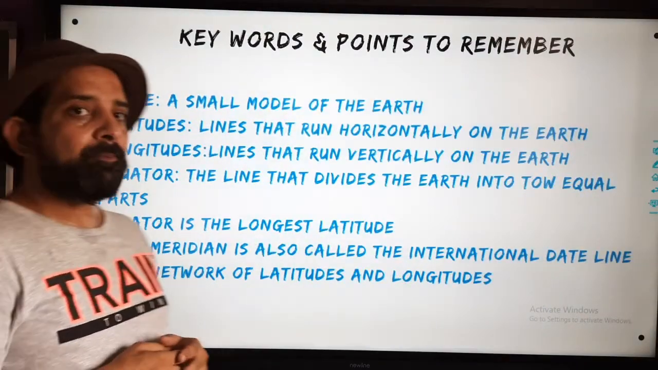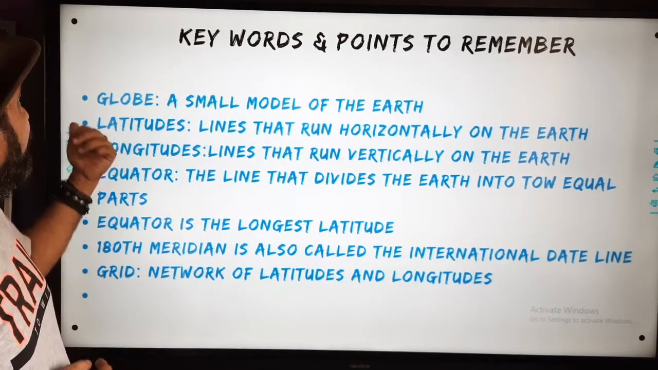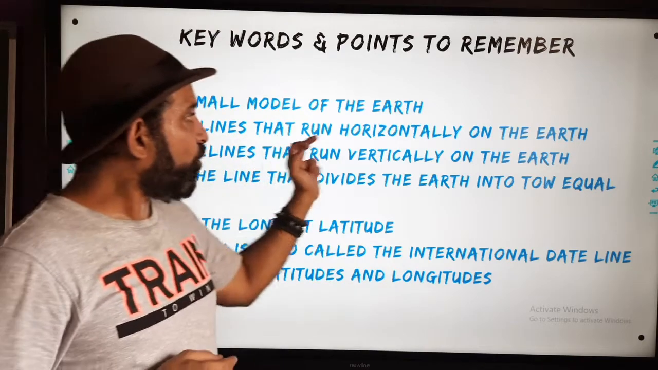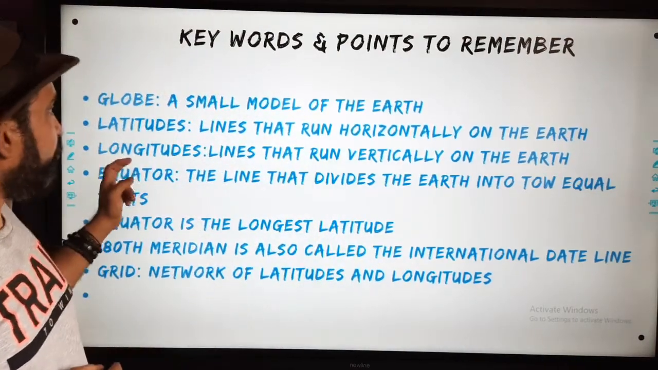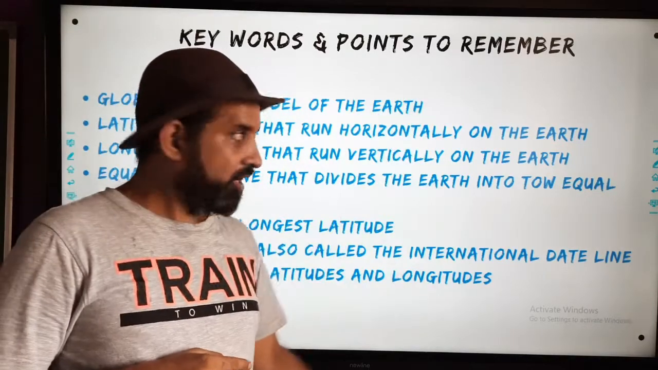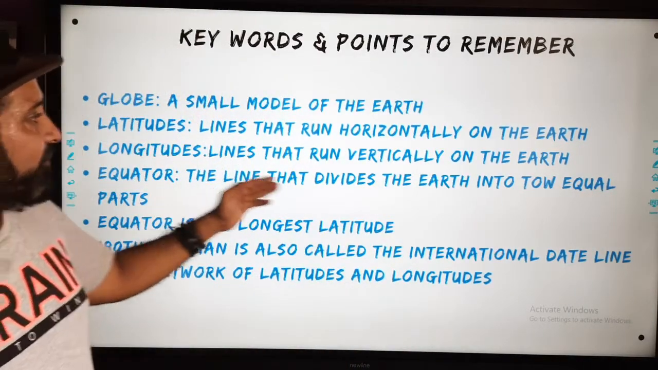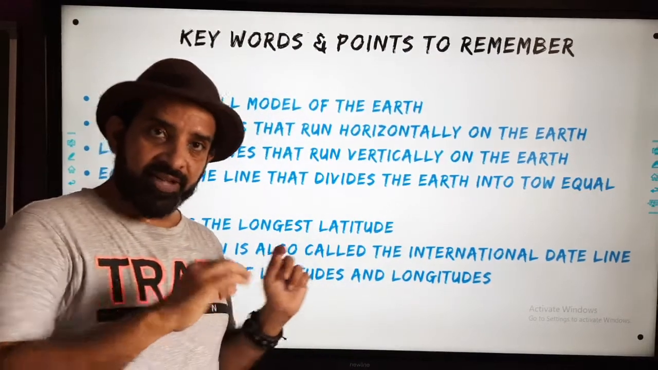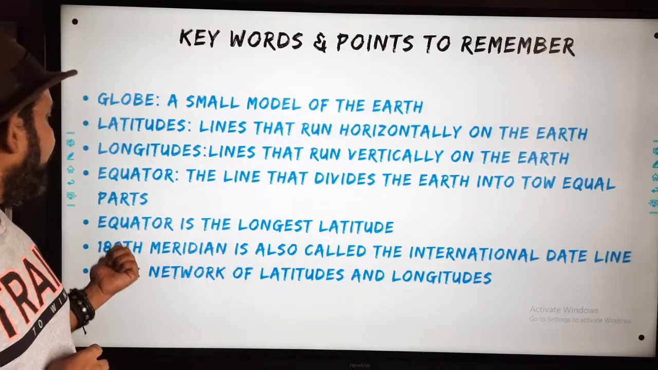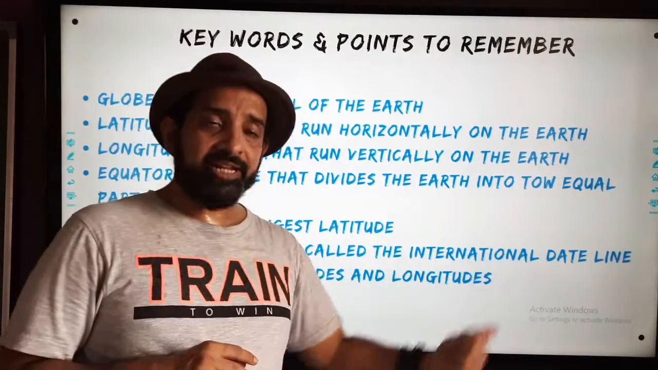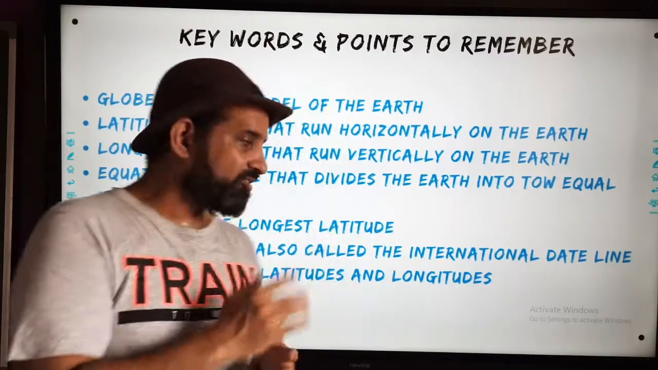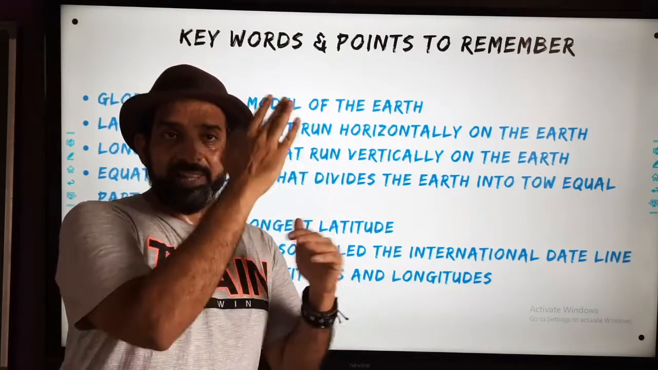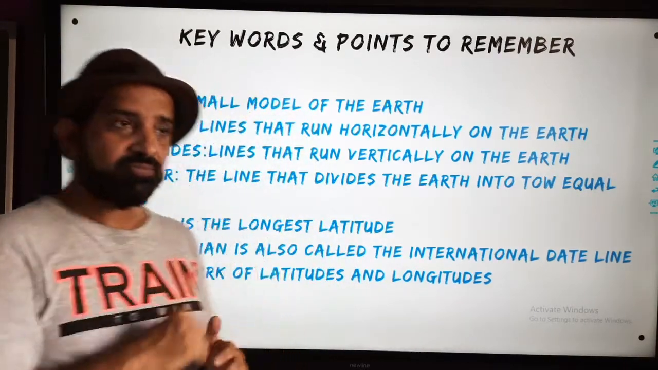So let's look at some very important points to remember in this chapter. Globe, a small model of the earth. Latitudes, lines that run horizontally on the earth. Longitudes, lines that run vertically on the earth. Equator, the line that divides the earth into two equal parts. The equator is also called the longest latitude. The 180 meridian is also called the international date line, and the Greenwich meridian is the prime meridian. Grid, the network of latitudes and longitudes, which we studied in the last topic.